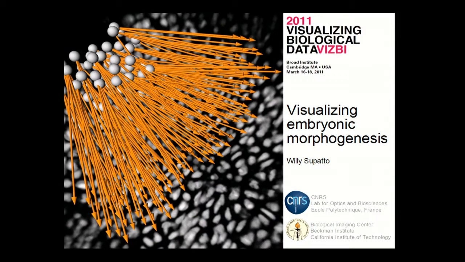And now I will talk about embryonic development, and more specifically about embryonic morphogenesis. A lot of data I will show you has actually been acquired at Caltech.